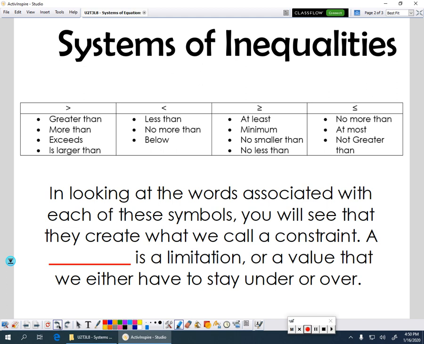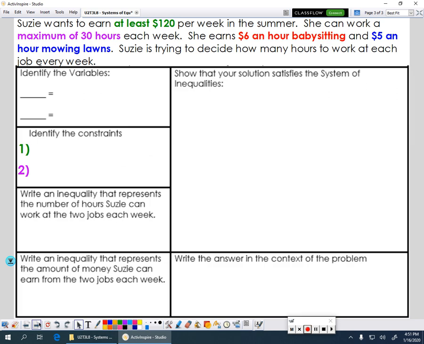Okay, so in looking at these words, what we want you to see is that when you have an inequality, it creates what we call a constraint. A constraint is a limitation. It's a value that we either have to stay under or go over. So for example, if it says it has to be at least 5, then it has to be 5 or more. So here's a word problem we're going to look at.